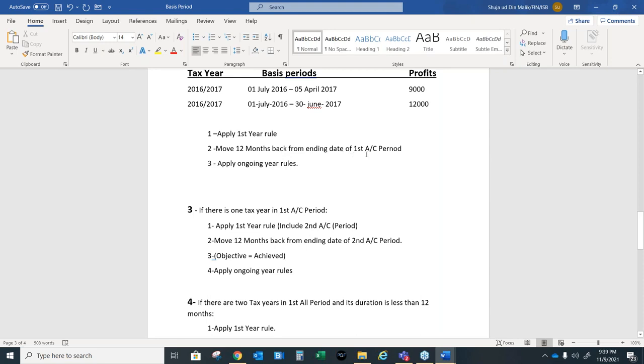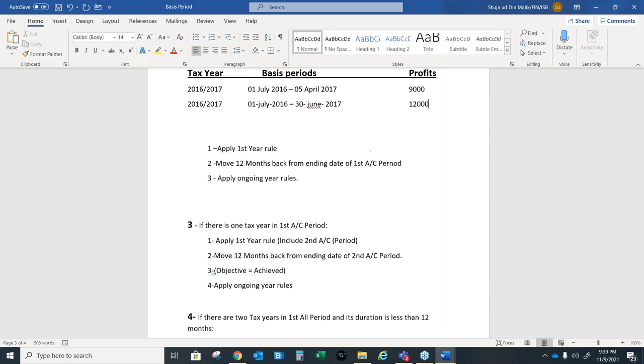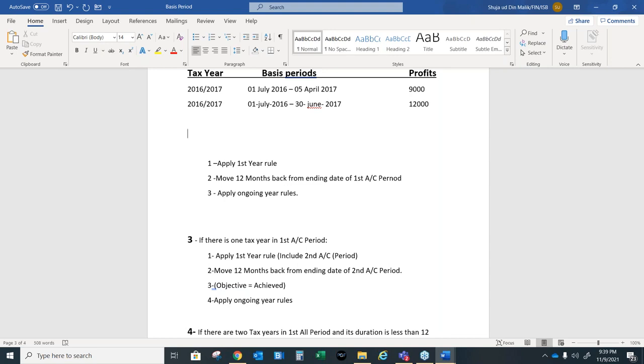Move 12 months back from the ending date of the first accounting period, that is 30th June, the ending date of the first accounting period. We moved 12 months back from it and the objective was achieved, and we will be applying ongoing year rules. Okay. Evelyn, if you are with me, I would request you to please calculate overlap profits for me in this case. Are you there?